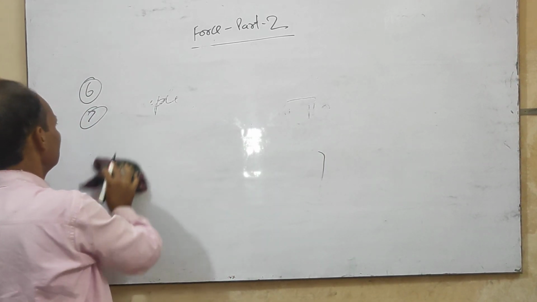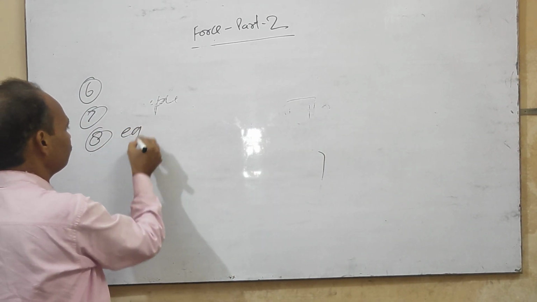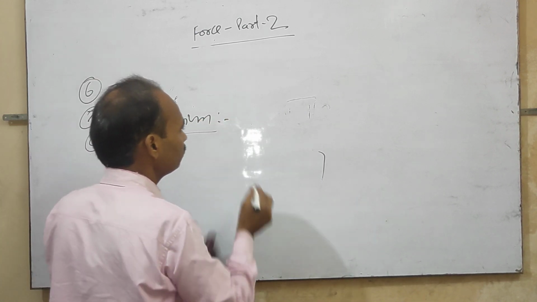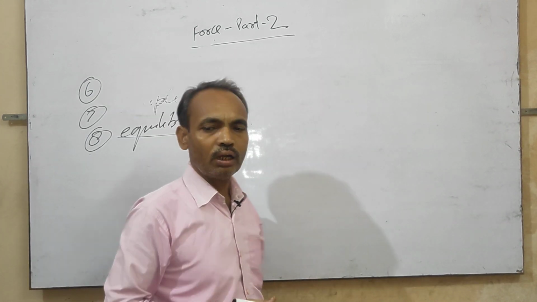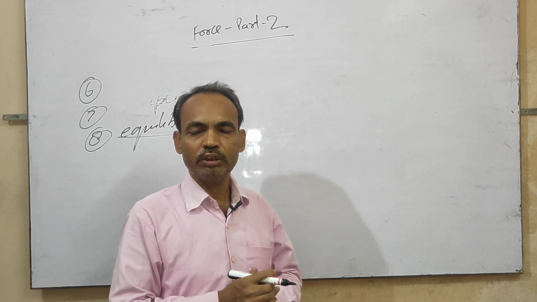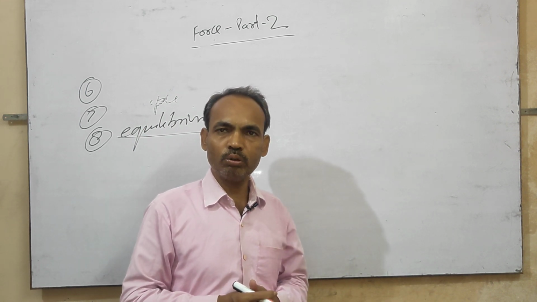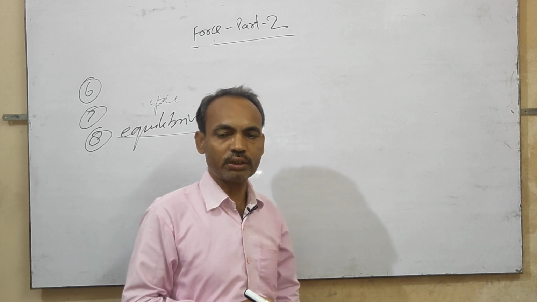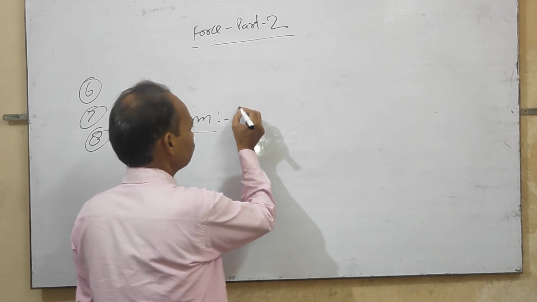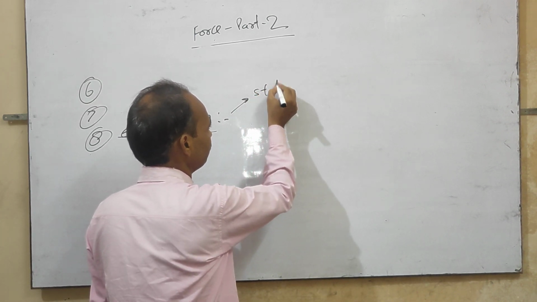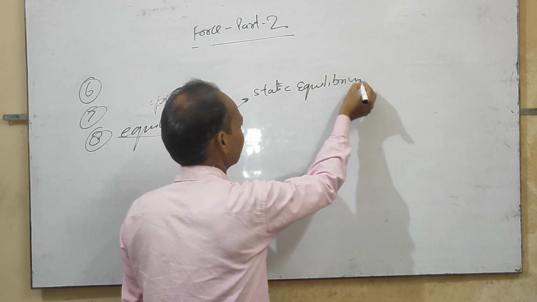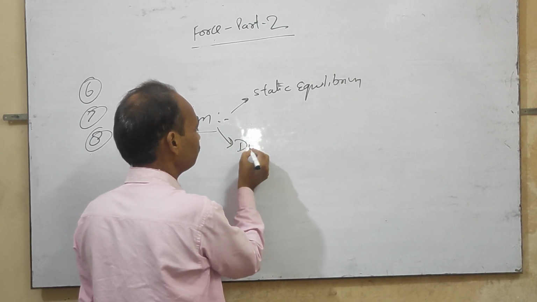The next point is, what is equilibrium? Equilibrium is a condition in which the sum of all torques is zero. There is no gain or loss in torque. Then the body is known to be at equilibrium. There are two types of equilibrium: static equilibrium, and the second is dynamic equilibrium.